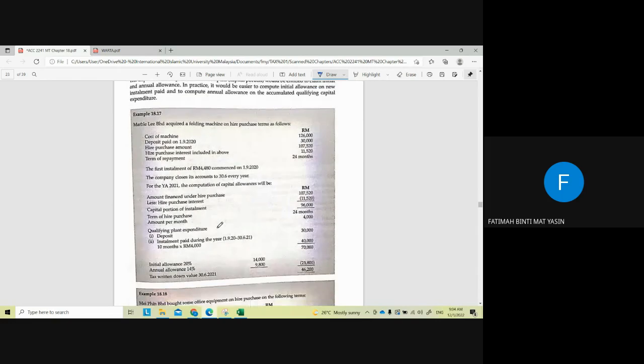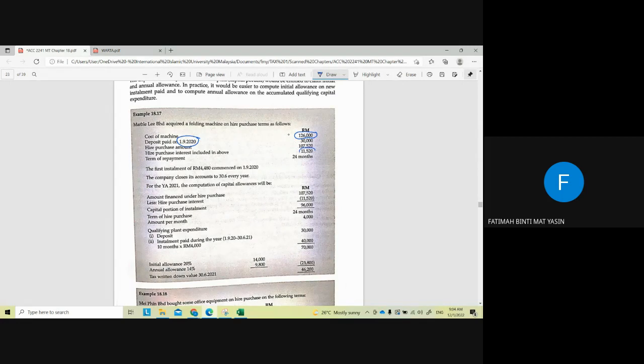Okay, so this one, Mabel Lee Berhad acquired a folding machine on hire purchase terms as follows. This is the cost for the machine, 126,000. Then the company paid a deposit on 1st September 2020. The amount is 30,000. The hire purchase amount is 107,520. Hire purchase interest included in the above is 11,520.